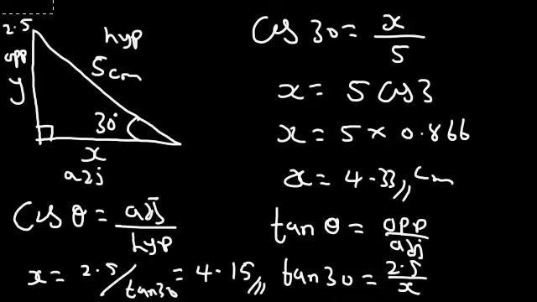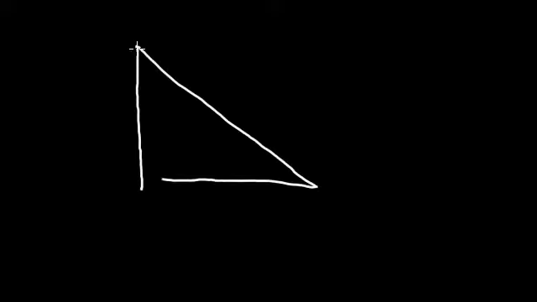This is your exercise. Consider this given right angle triangle. Find the missing side. The angle is 70 degrees, then we have 4 centimeters. So find the value of x and y.